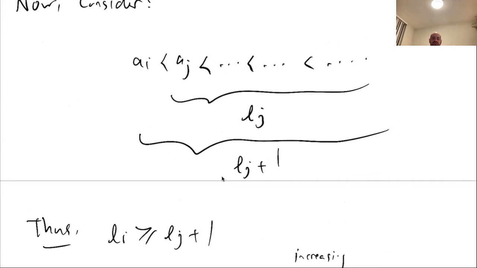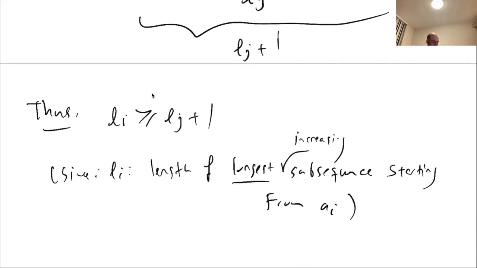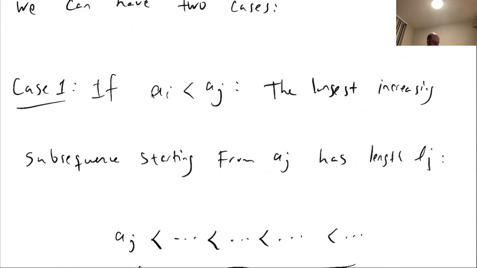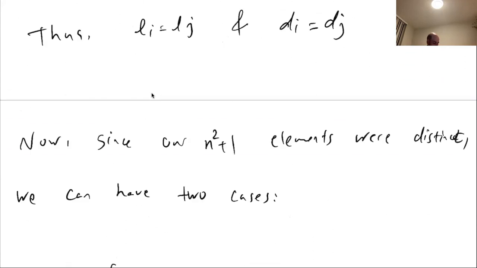And what is the length of it? The length of it, Lj plus 1. So if I already found one increasing subsequence starting from AI with length Lj plus 1, the length of longest such subsequence must be bigger than or equal to this number. So that means Li is bigger than or equal to Lj plus 1. And this is contradiction with Li equals Lj.